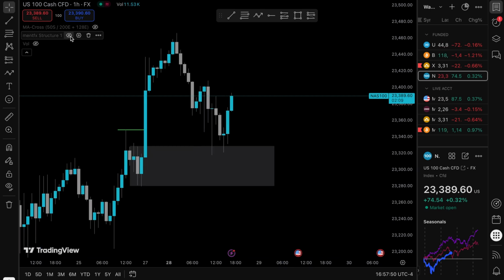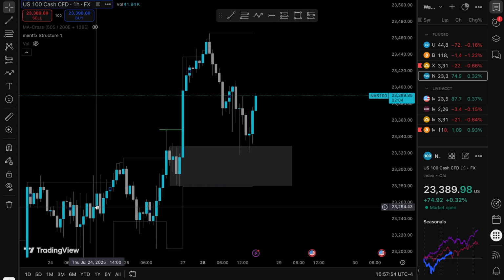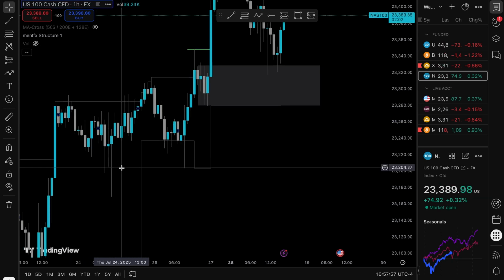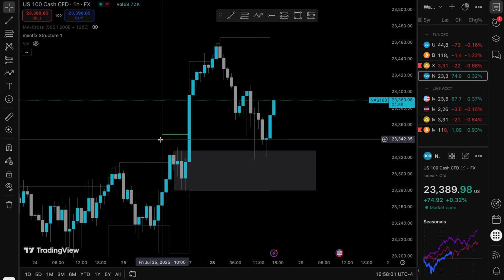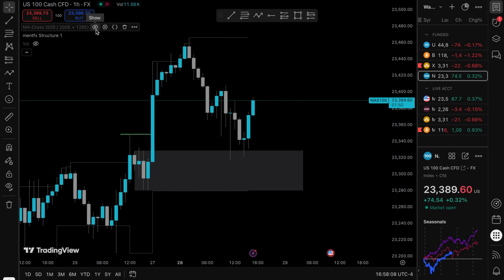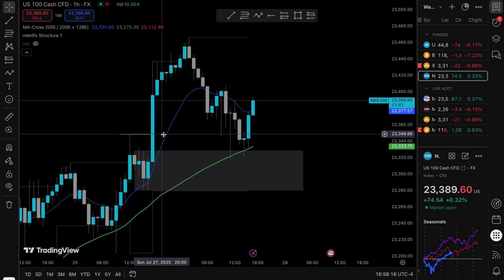Now I do use this indicator, market structure, just to show you guys structure more quickly. So after the tap, because I'm not dropping down and entering off of the higher time frame, I'm going to stay on the higher time frame. And so I pull out my EMAs.